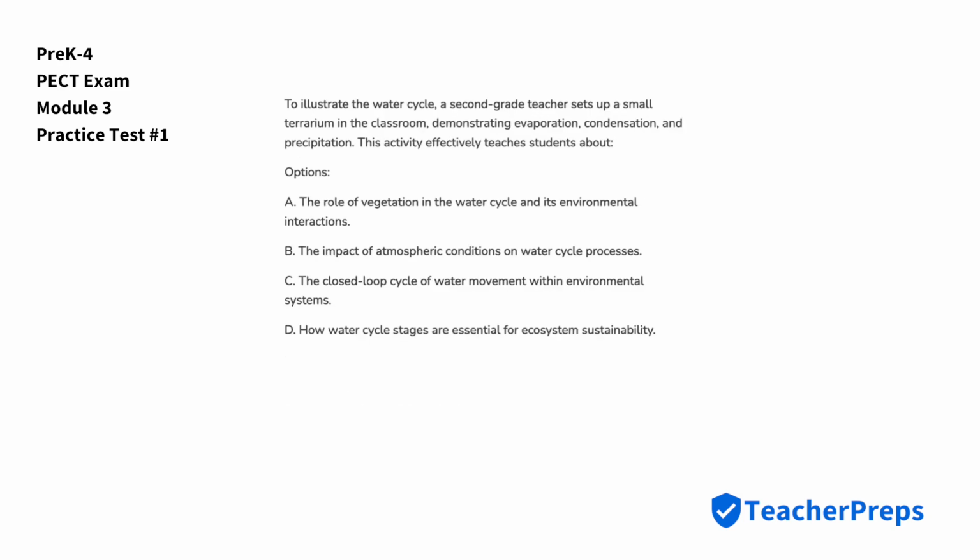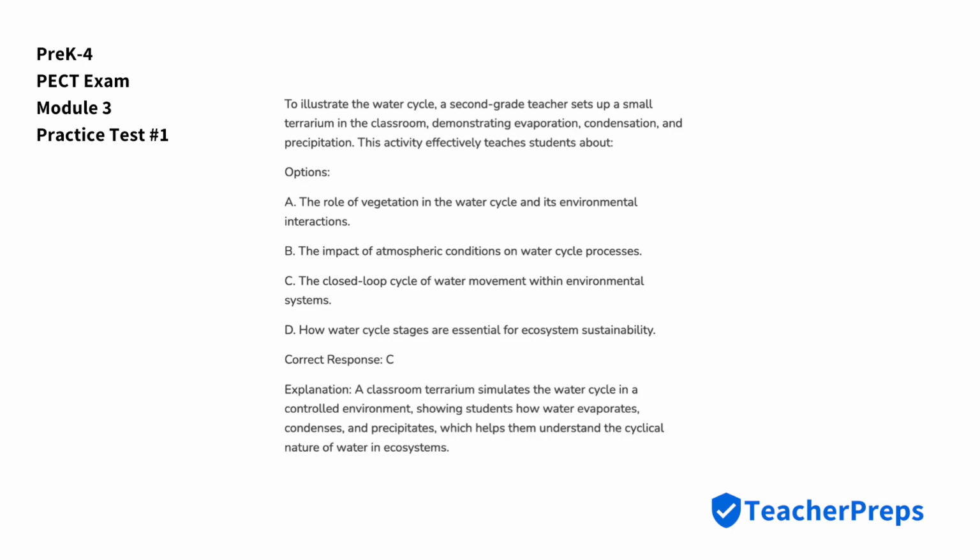To illustrate the water cycle, a second-grade teacher sets up a small terrarium in the classroom, demonstrating evaporation, condensation, and precipitation. This activity effectively teaches students about option C, the closed-loop cycle of water movement within environmental systems, is the most appropriate answer here. A classroom terrarium simulates the water cycle in a controlled environment, showing students how water evaporates, condenses, and precipitates, which helps them understand the cyclical nature of water in ecosystems.